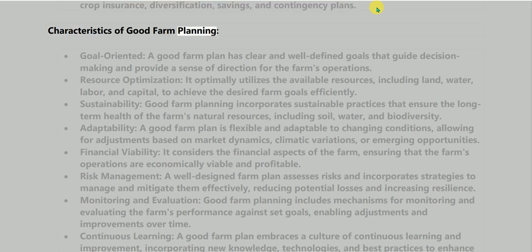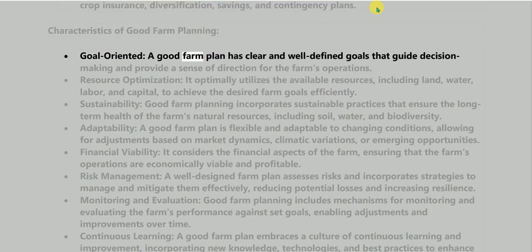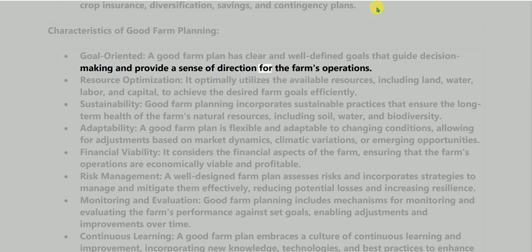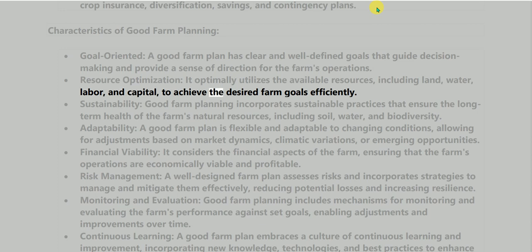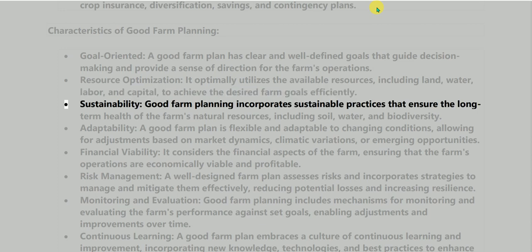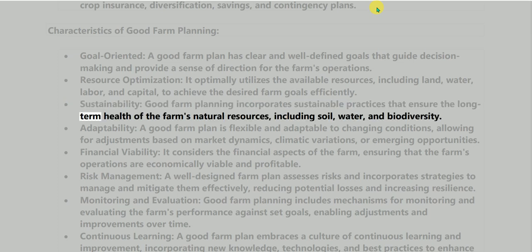Characteristics of good farm planning. One, goal-oriented. A good farm plan has clear and well-defined goals that guide decision-making and provide a sense of direction for the farm's operations. Two, resource optimization. It optimally utilizes the available resources, including land, water, labor, and capital, to achieve the desired farm goals efficiently. Three, sustainability. Good farm planning incorporates sustainable practices that ensure the long-term health of the farm's natural resources, including soil, water, and biodiversity.